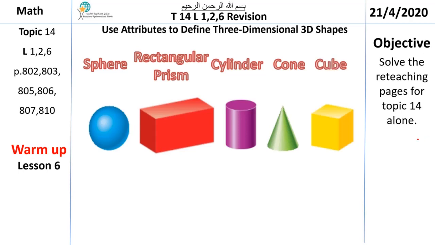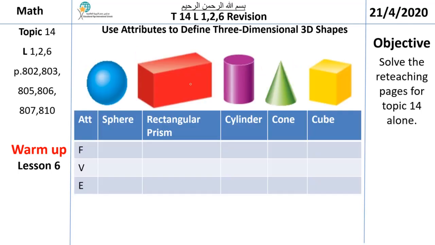So you need to know the 5 shapes that are 3D shapes. They are sphere, rectangular prism, cylinder, cone, and cube. And in some books, but not in our lessons or in our revision, just for extra information for you, some people call the rectangular prism cuboid. Okay? But in our lessons, we will be calling it rectangular prism. All right?